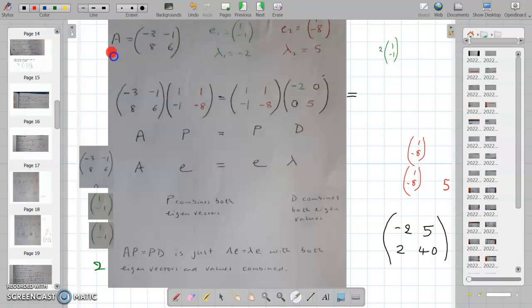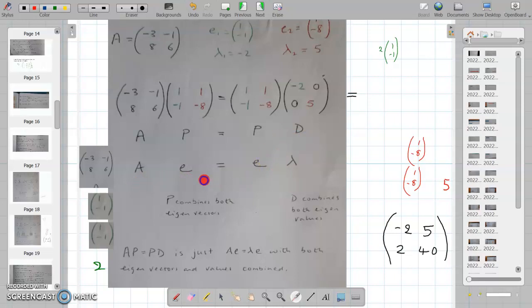We have matrix A. Matrix A has two eigenvectors. The first one, the green one, is (1, -1). The second one, the red one, is (1, -8). The two associated eigenvalues are -2 and 5. We know that AE equals E lambda, or AP equals PD, is really the same thing.